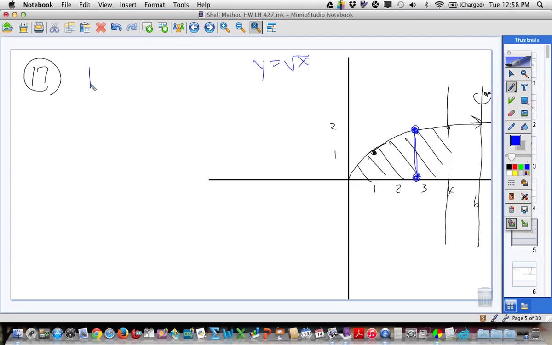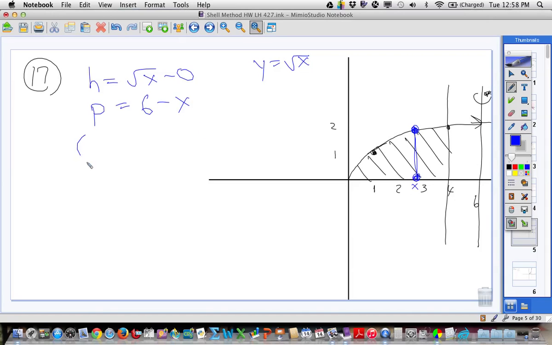So we're going to have our h is just that strip, so it's square root of x minus 0. But what's the p on that one? 6 minus x, because here's your strip. So if your strip's right here at 3, how far is it from there? 3. 6 take away 3. Right? If it's at 4, it's 2 away. 6 take away 4. So it's 6 take away x.